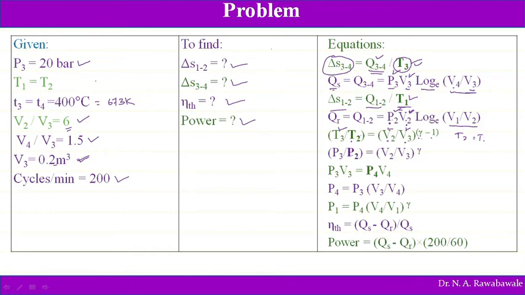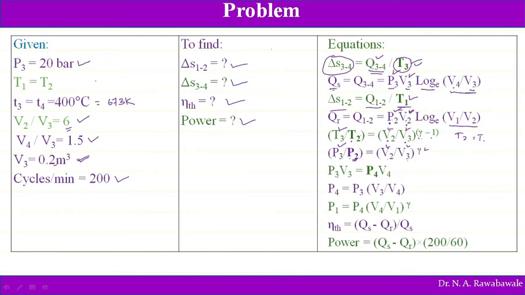Then we need the value of P2. To find the value of P2, P3 divided by P2 is equal to V2 divided by V3 to the power of gamma. This is from the PVT relations. From this equation, P3 is known to us, V2 divided by V3 is known to us, gamma is known, so P2 can be obtained. Once P2 is known, it can be substituted. So here, to find out P4, why do we need P4?